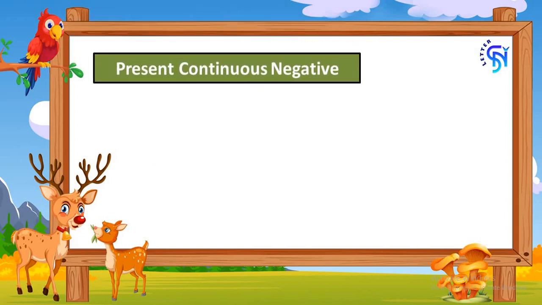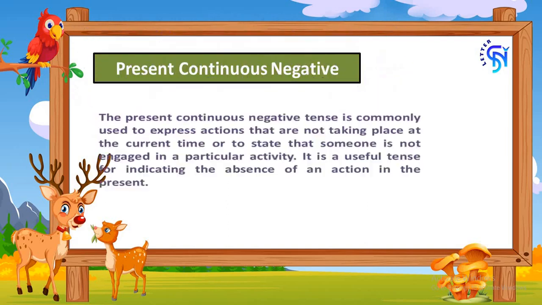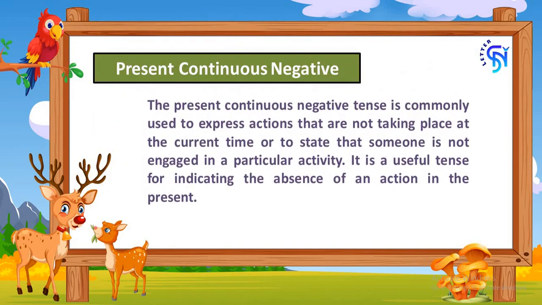Let's see how to form present continuous negative sentences. The present continuous negative tense is commonly used to express actions that are not taking place at the current time, or to state that someone is not engaged in a particular activity. It is a useful tense for indicating the absence of an action in the present.